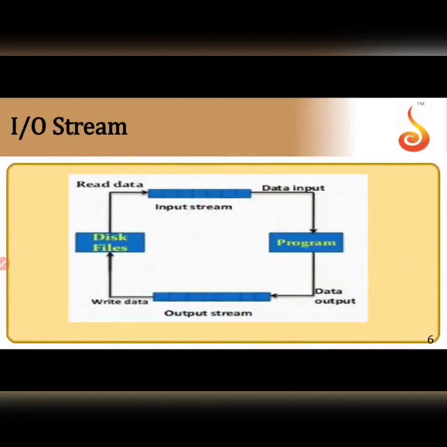You can have a look at this diagram. You will have a better understanding. So this is the program you're reading. This is input to the program and this is output from the program. You can see the arrow here, input and output.